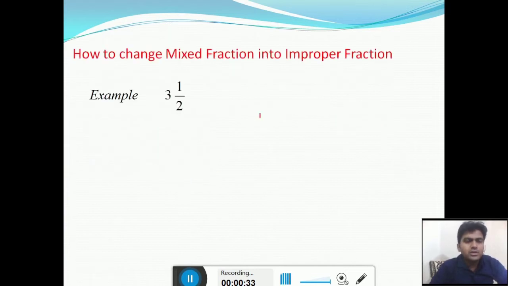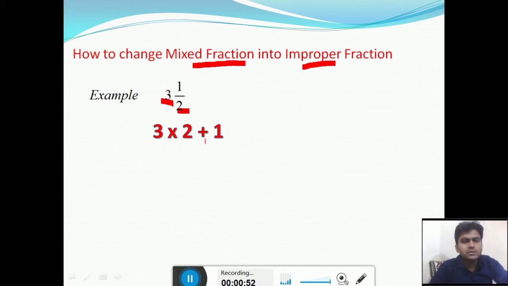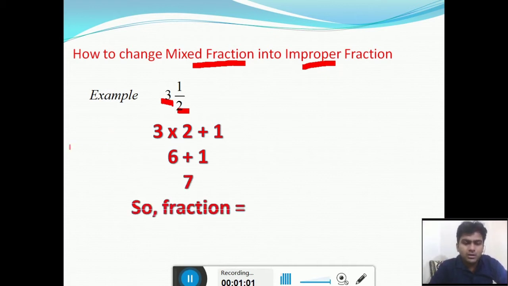Now how to change a mixed fraction into an improper fraction? How to read it? 3 complete 1 upon 2. Here 1 upon 2 is a fraction and 3 is a whole number. So we have to change it into an improper fraction. Now first step, multiply 3 with 2 and then add 1. So we will get 6 plus 1 is equal to 7. So now your fraction is 7 upon 2.